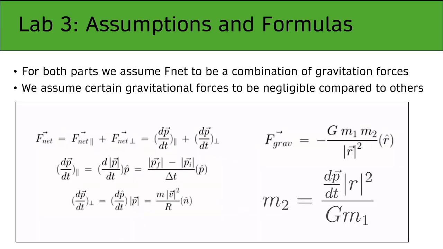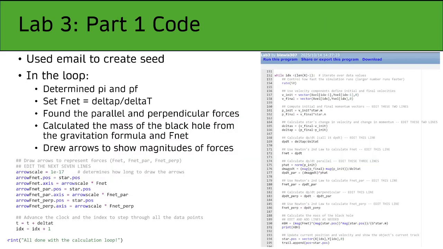For this, we assume FNet to be a combination of gravitational forces, since we're in space and there's really nothing else that could be happening. And we assume certain gravitational forces to be negligible compared to others. So, like the star's force on the black hole, for instance, is negligible compared to the black hole on the star. And then, obviously, gravitational formulas, position update, velocity update, and our parallel and perpendicular equations.